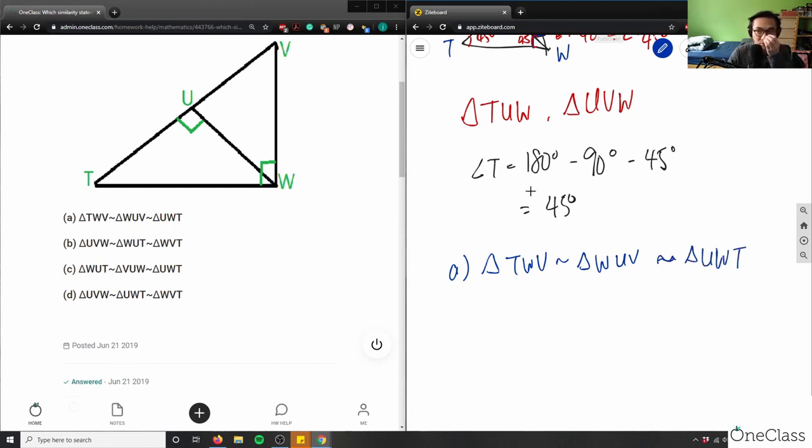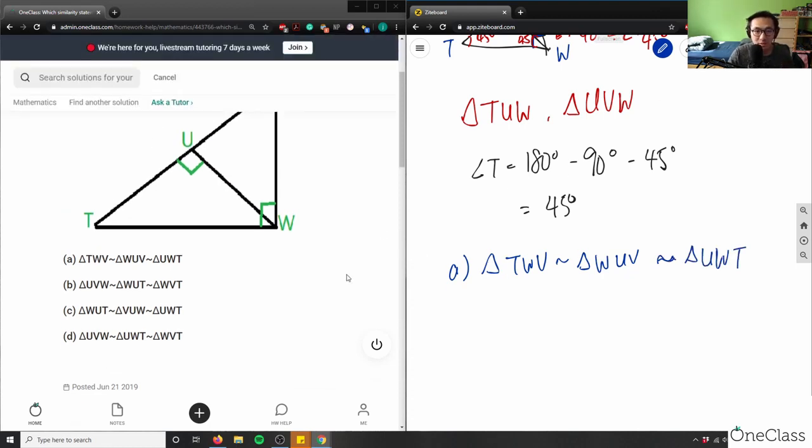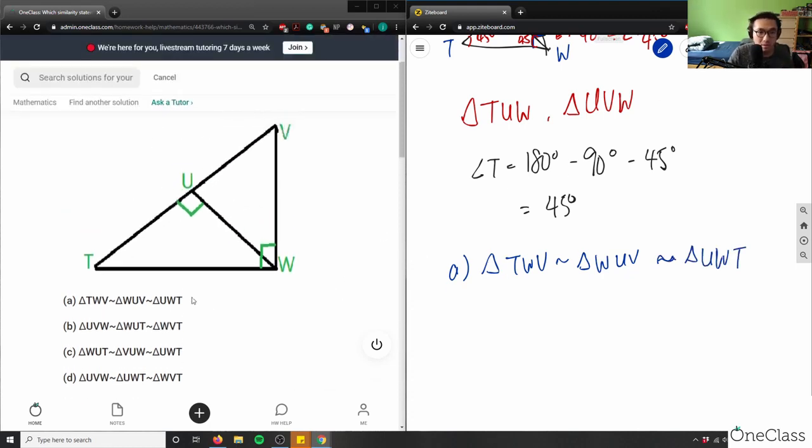Okay, so let's look at this one here. So it says TWV, so this big triangle here, is similar to WUV, which is similar to UWT. So that's my first one here. This big triangle is similar to this one here, and it's similar to this one here. So that's my first statement here.